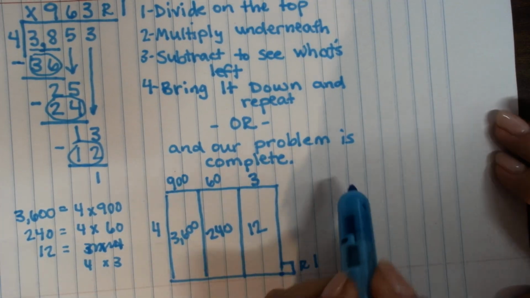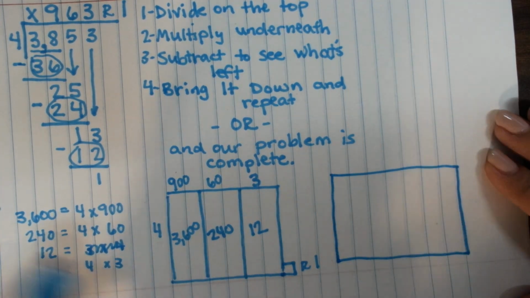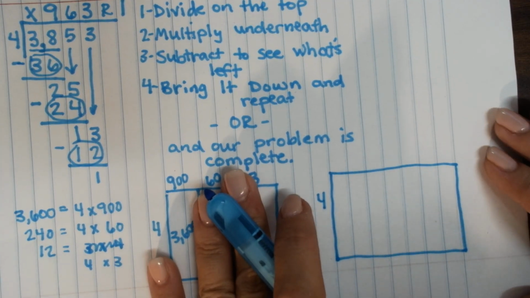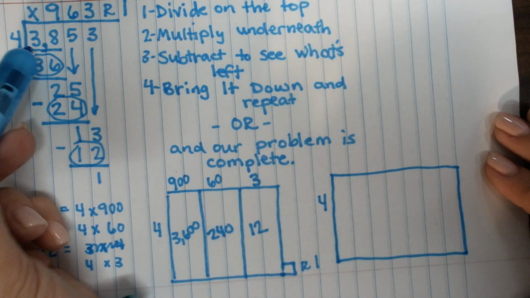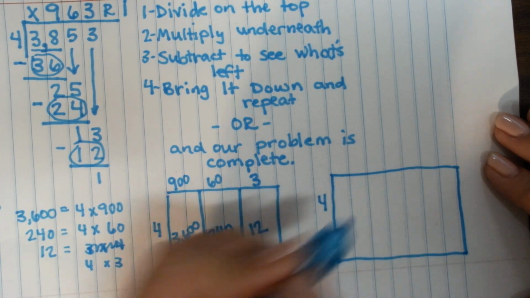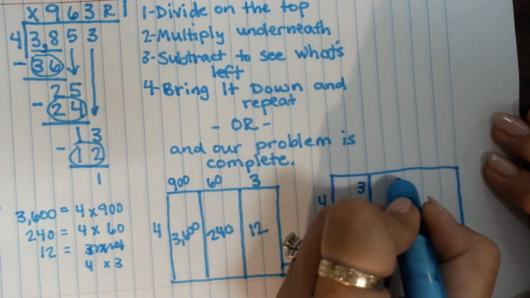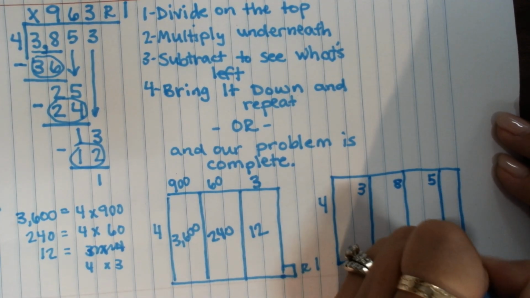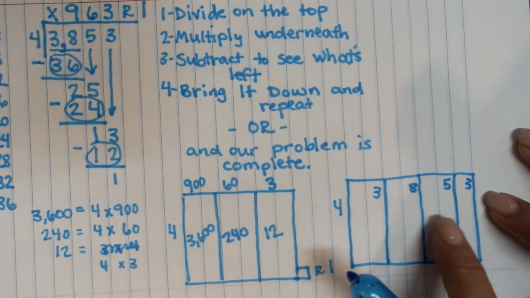And if a parent is watching this, some of the kids, I gave this as an option, like to use the box method. That's really not the area model. It's just set up like long division, but horizontally. So I would have a 3 here, an 8 here, a 5 here, and a 3. So it's set up with the same dividend, just in a box.